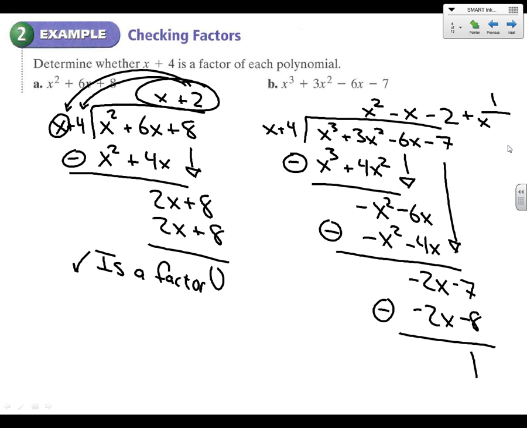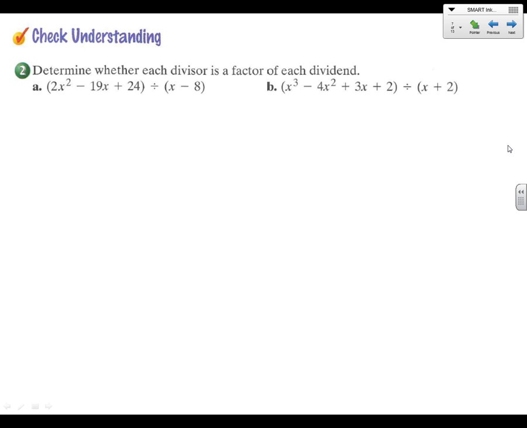x plus 4. That's the long one here, x cubed. I'm sorry, x plus 4. Okay? And so that is not a factor. All right, so your turn. Go ahead and see whether these are factors of each other.